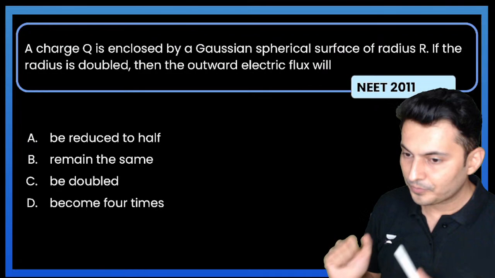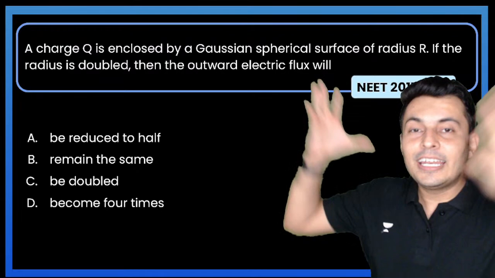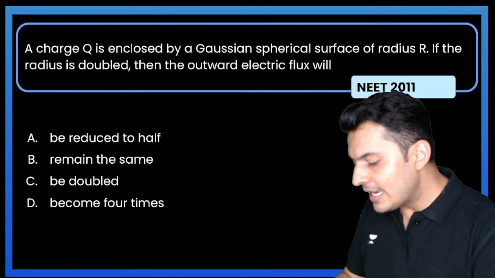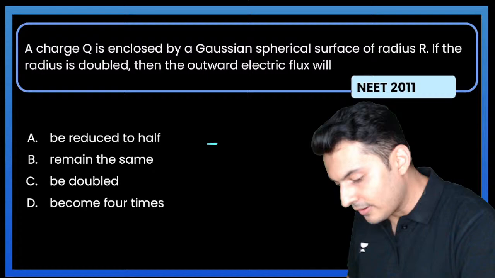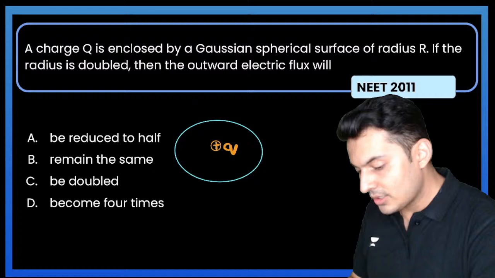Now there is a charge Q inside a Gaussian spherical surface. If the radius is doubled, then the net outward electric flux will become: half, remain the same, be doubled, or become four times? Very interesting question. I have a charge which is there right over here. And then I take a Gaussian surface like this. It's a circle. Now I take another circle of double the radius.